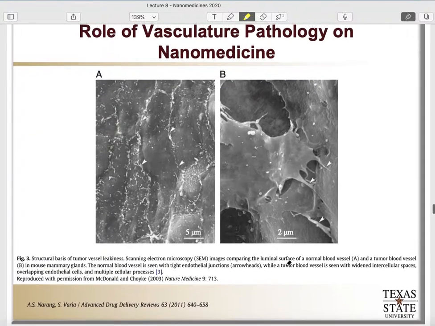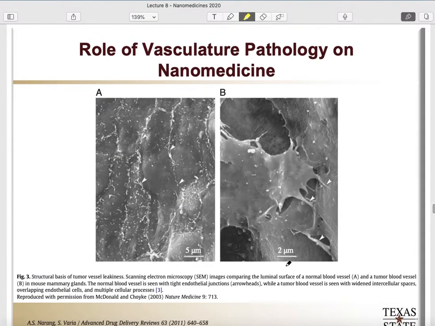One additional example here is scanning electron microscopy showing the luminal surface of a normal blood vessel. So it's basically showing the endothelial cells, which in this case you can see this is basically one cell, this would be another cell. We can see a tight endothelial junction. While on the right hand side we can see that there are gaps in between the cells, or that the junctions are actually very leaky, they leave spaces behind, they leave fenestrations behind.